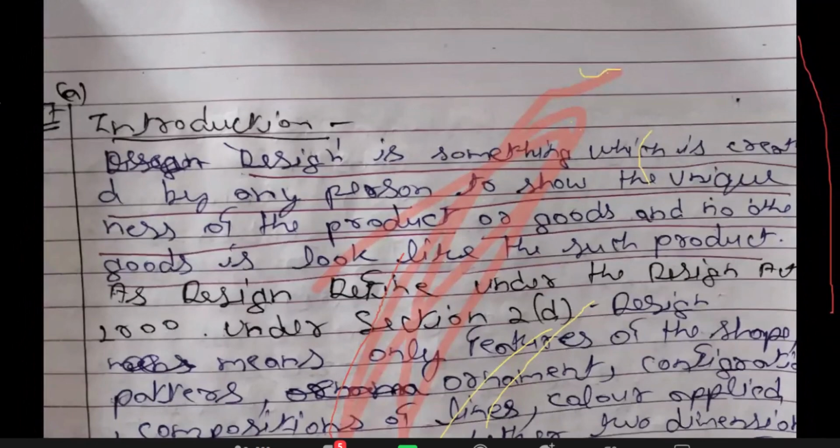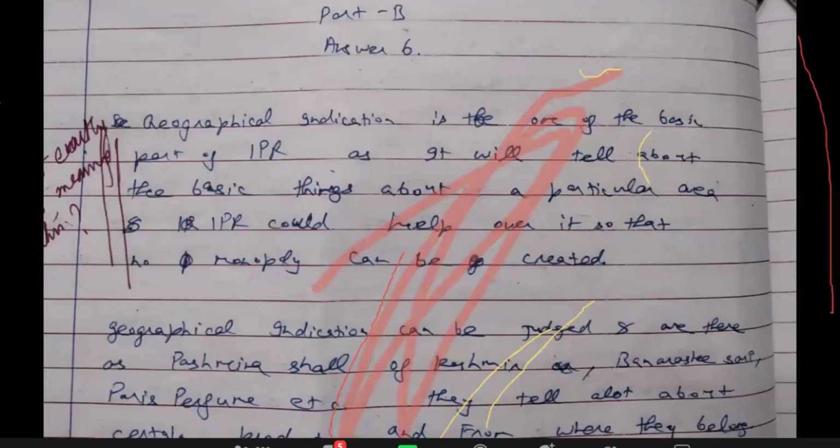Another, this is second year, so this is design. IPR is another subject that I teach, and design is something, again, it is all not sensible. So this is geographical indication, and I've written there also a note on what exactly is the meaning of this. The geographical indication is one of the basic parts of IPR, as it will tell about the basic things about a particular area.